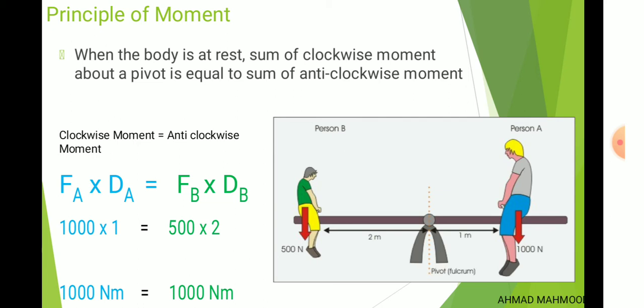Now you can see the boy in the blue shirt is applying a movement in the clockwise direction. The boy in the green shirt is applying a movement in the counterclockwise or anti-clockwise direction. The direction of the movement is opposite, but the magnitude is the same, so they will cancel each other and the lever or the seesaw will remain at rest.